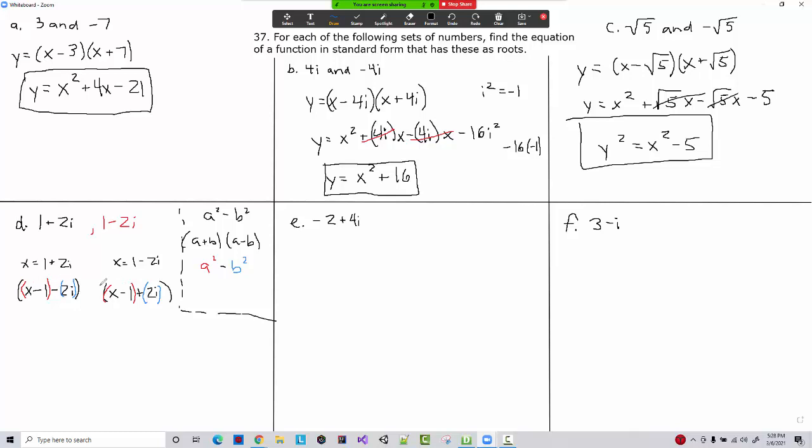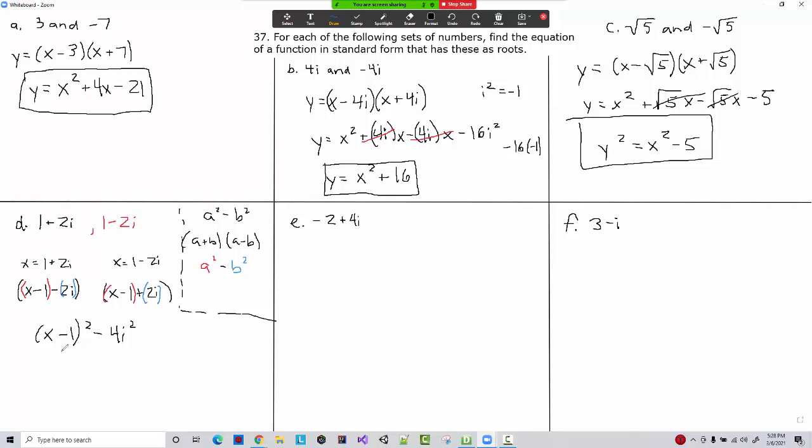Now you could go ahead and distribute everything through. That would be pretty messy. When I take a times a, I get a squared. So this is going to be x minus 1 squared, minus my b term, which is 2i. So 2i times 2i is 4i squared. So there we go. We just multiplied this through, and we can take x minus 1 quantity squared.